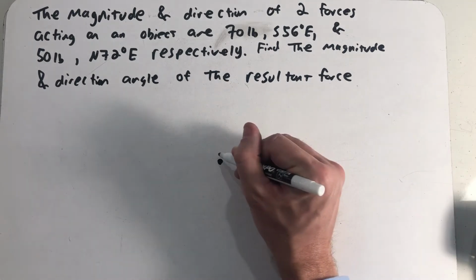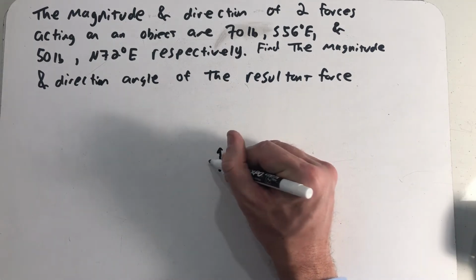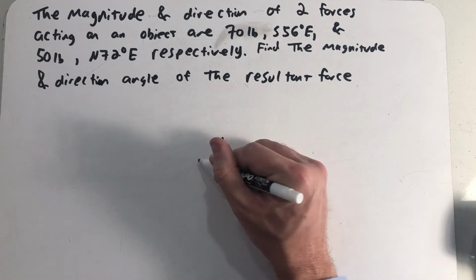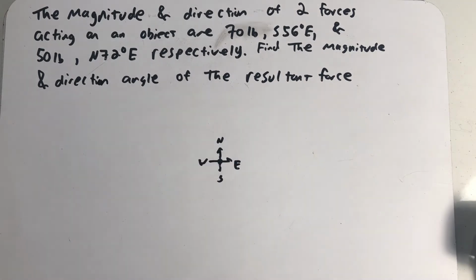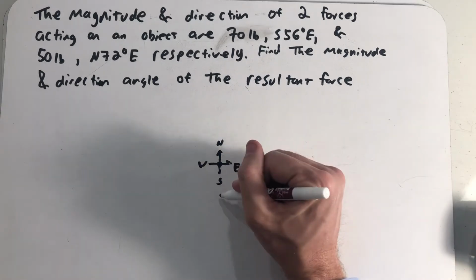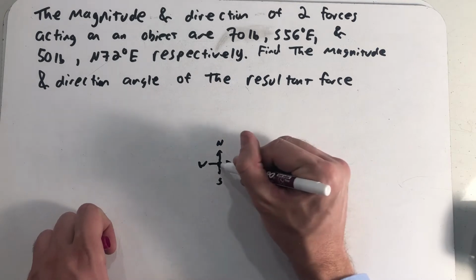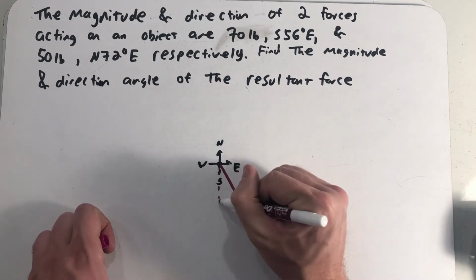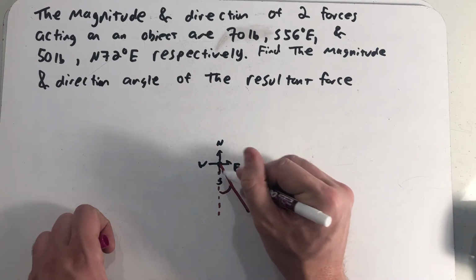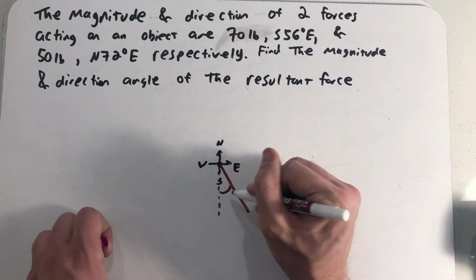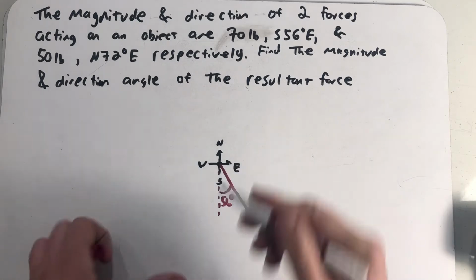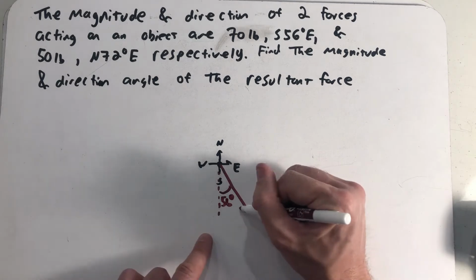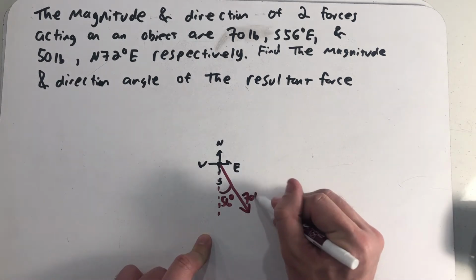So, some object, and I'm going to think about a little compass around it: north, south, west, east. My object's right smack dab in the middle, being acted on by two forces. The first force is south, 56 degrees east. So my 56 degree angle is this one. It's like I'm pointing to the south and I lean 56 degrees over towards the east. The length of this vector is 70 pounds.